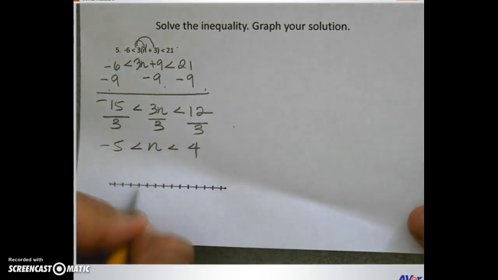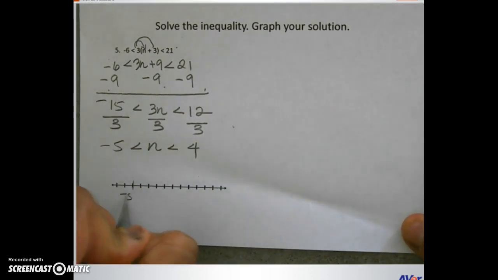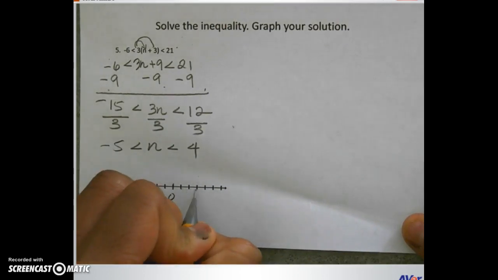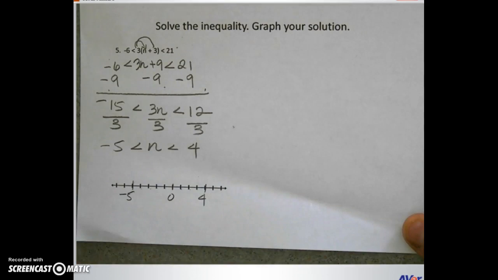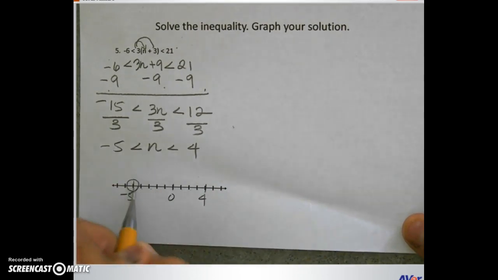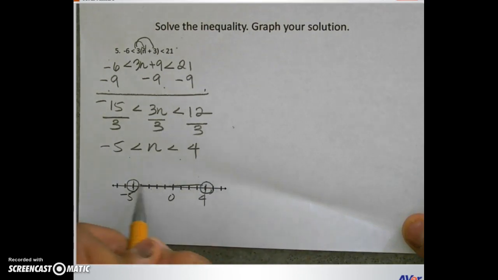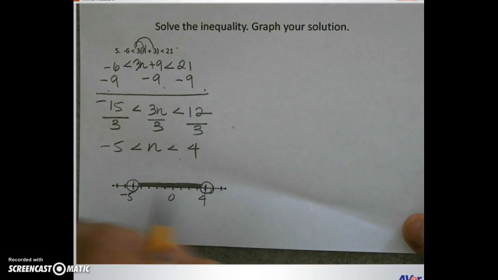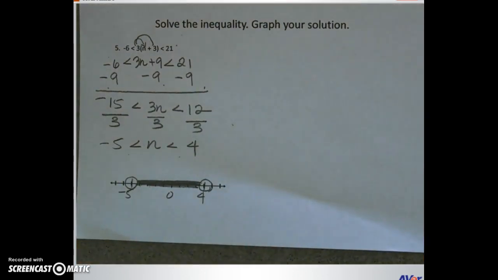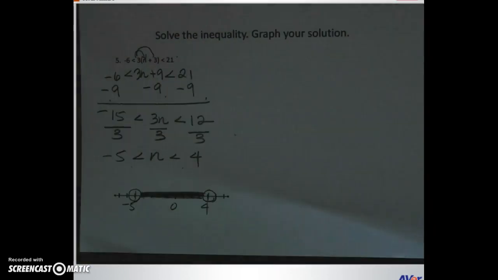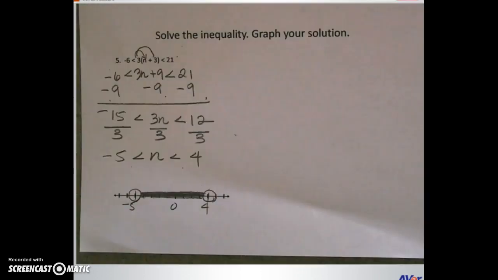Also great. So I'll start over here at negative 5, negative 4, 3, 2, 1, 0, 1, 2, 3, 4. Glad I made it. Open for both of them because neither of them is equal to. And then I'm going to shade in the middle. Notice, if you don't have a highlighter, you're not in a bad situation. You just need to make sure that I can see where you have shaded, and then we're all good.